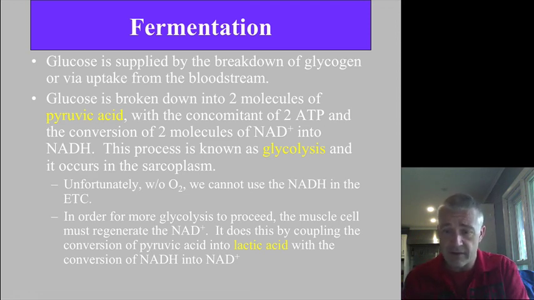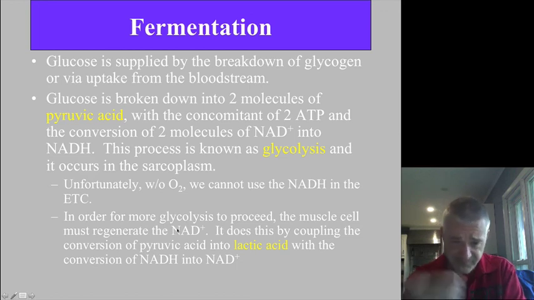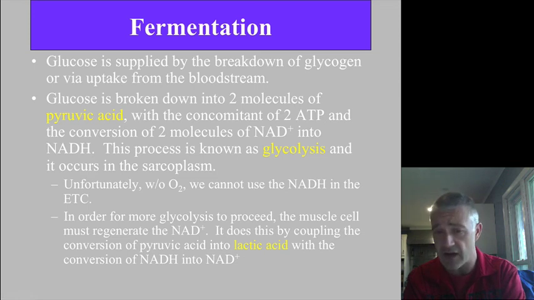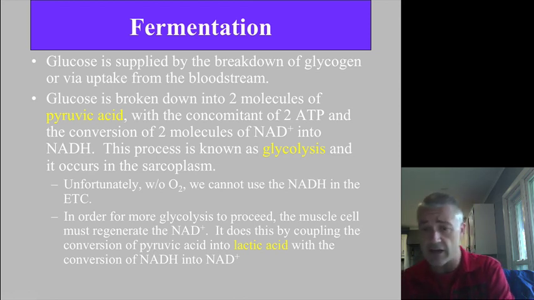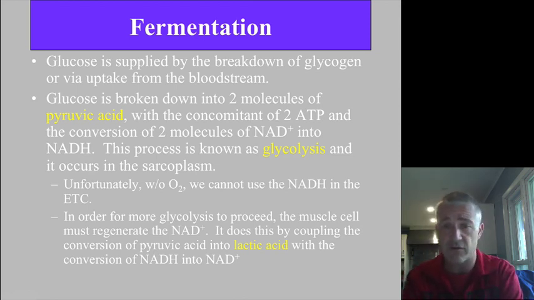Because those are limiting, we need to put them back into their non-reduced state. In order to do this, they put their hydrogen ions and electrons onto pyruvic acid and convert it into something called lactic acid. It then gets converted into lactate, and that is diffusing into the bloodstream.